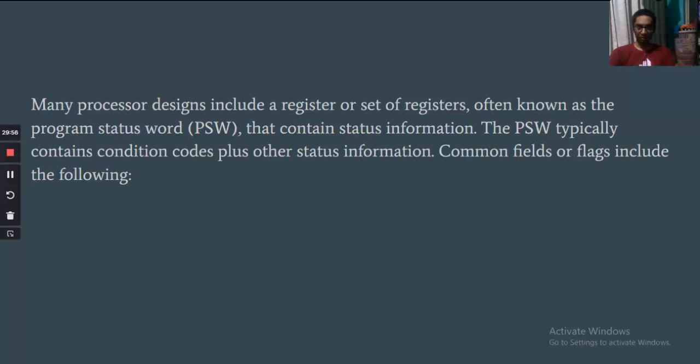Many processor designs include a register or set of registers, often known as the program status word (PSW), that contain status information. The PSW typically contains condition codes plus other status information. Common fields or flags include the following.